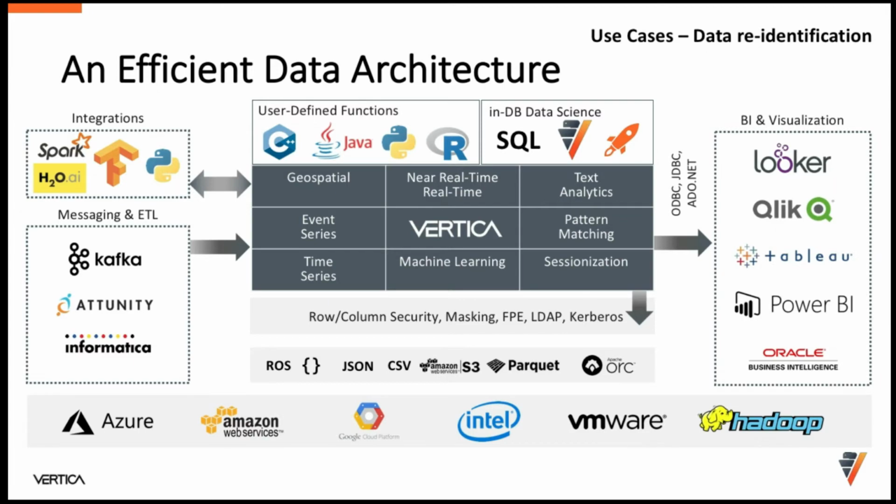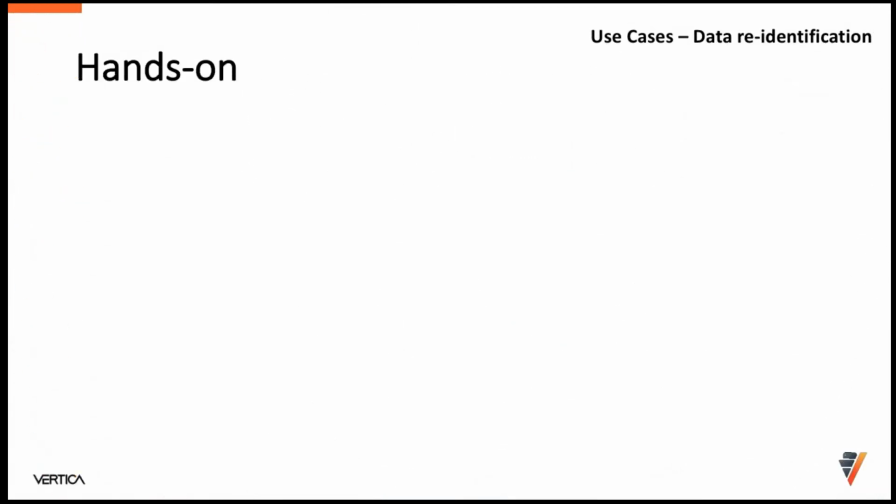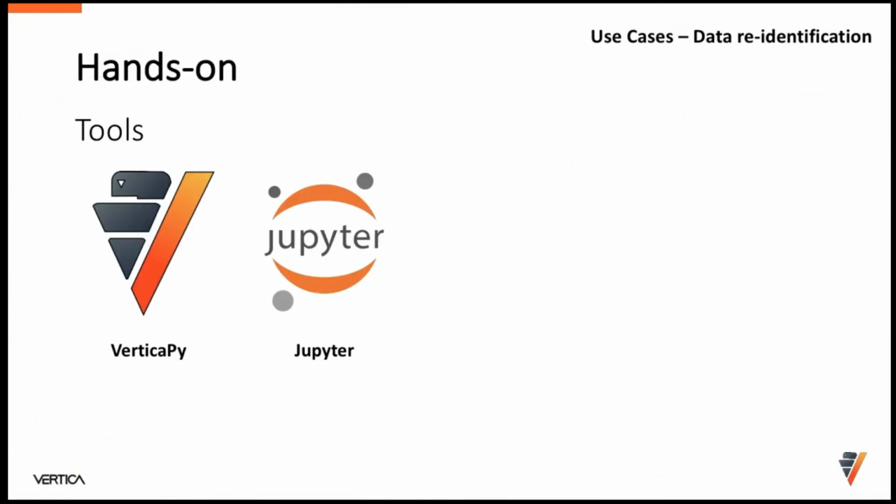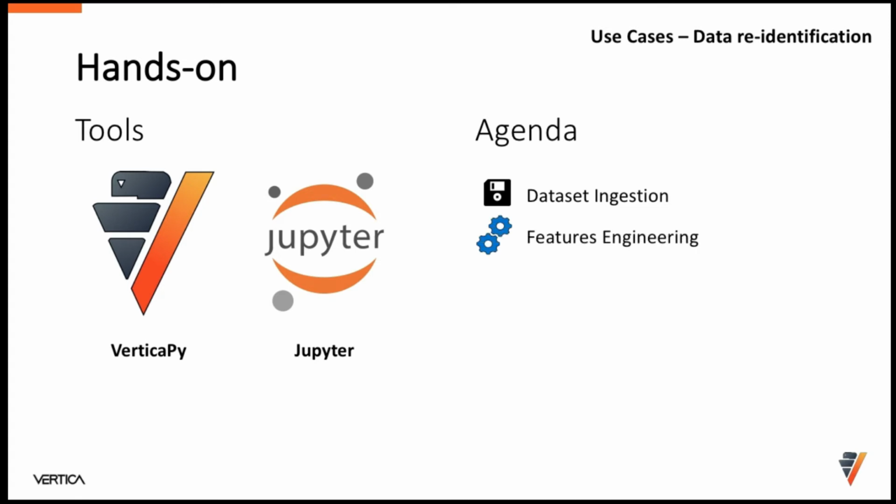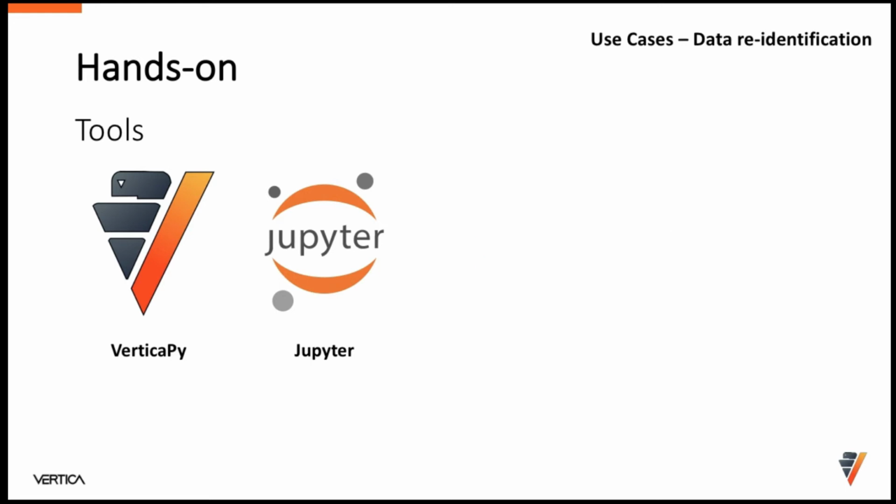To illustrate it, it is important to do some hands-on. We will use VerticaPy and Jupyter to do data reidentification on the EXPEDIA dataset. We will ingest the dataset, do some feature engineering, and use time series interpolation to do data reidentification. Let's go!